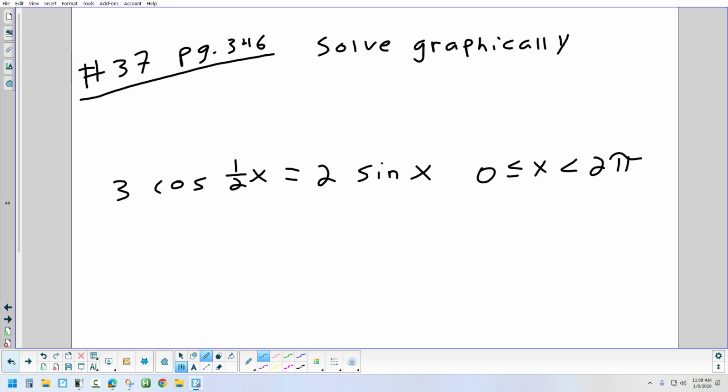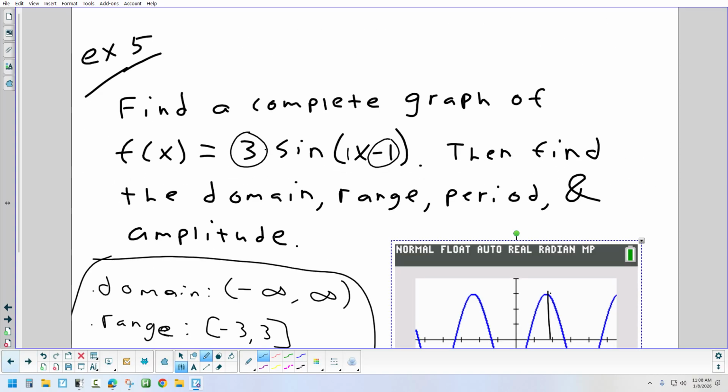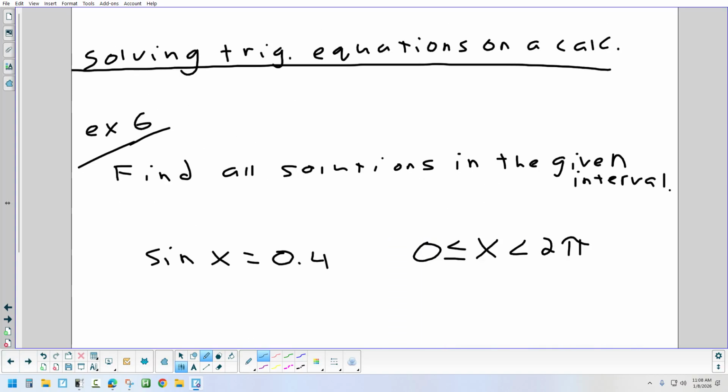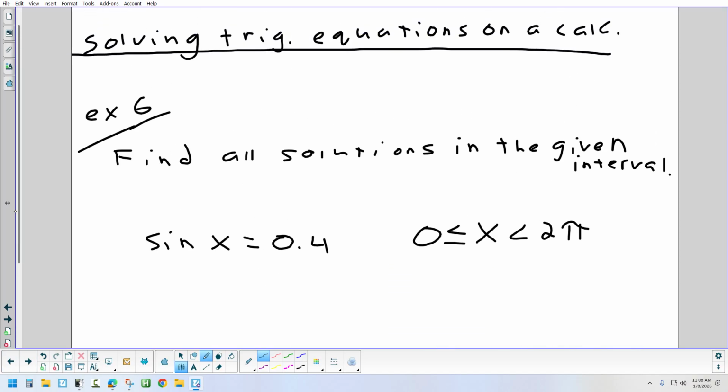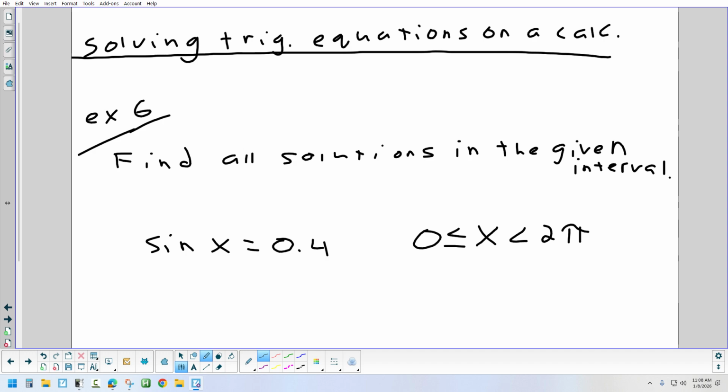All right, so the last thing is solving trig equations. When we solve trig equations, there's a couple ways you can do it. We're going to start out by doing it graphically. And then later on, we'll learn how to do it without a graph. So we're going to graph this, and we're going to graph that. And then we're going to see where they're equal.